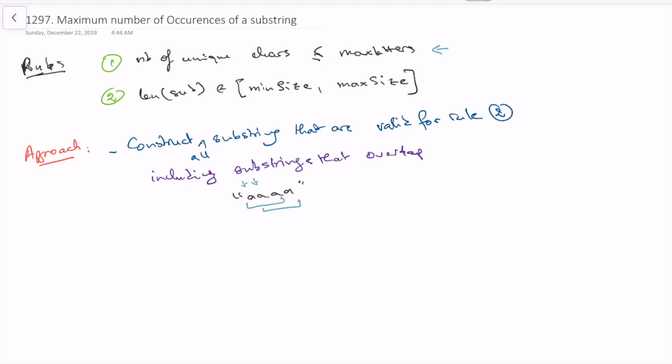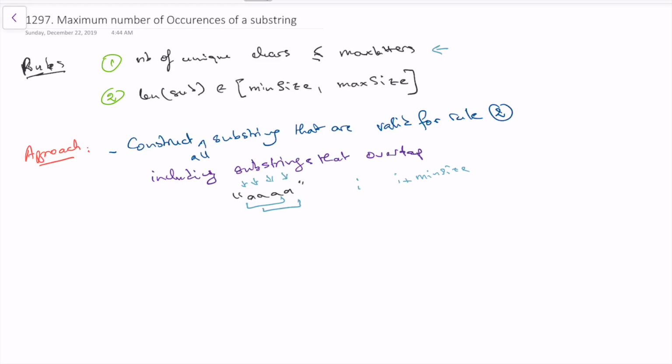So we need to try every starting point and take only those that are valid with the second rule, which basically means take every start I and try the word starting at I with length min size, then the one of length min size plus 1 starting at I, then min size plus 2 starting at I, until the one starting at I and of length max size. So basically try all the valid ones according to rule 2.